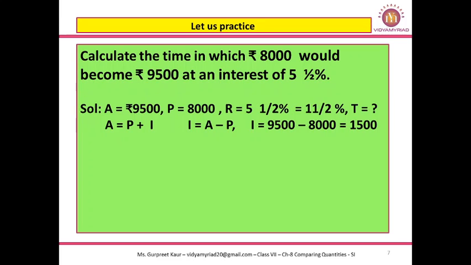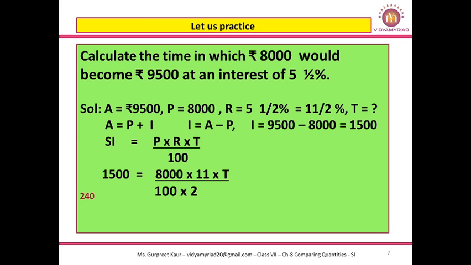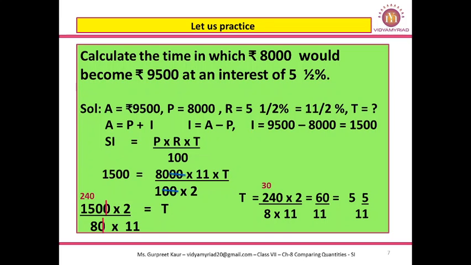So I will now put this into the formula to find out the time taken. Now SI will be equal to P into R into T upon 100. Now SI, the interest, is 1,500, P is 8,000, rate is 11 by 2%. So I can write it as 11 upon 2, and time will be written as T. So let us put that into the formula, cut it wherever possible. Take T on your right hand side and others on the left hand side. Try to reduce it if possible, and you will get the answer as T is equal to 60 upon 11, or 5 upon 11.